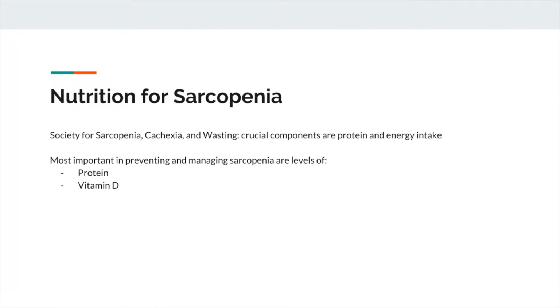In 2008, the Society of Sarcopenia, Cachexia, and Wasting published nutrition recommendations for sarcopenia prevention and management. The most crucial components are protein and energy intake. Most important in preventing and managing sarcopenia are levels of protein and vitamin D.